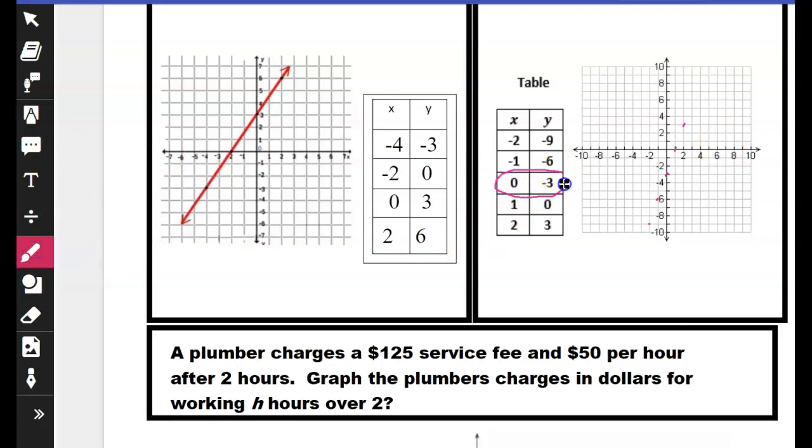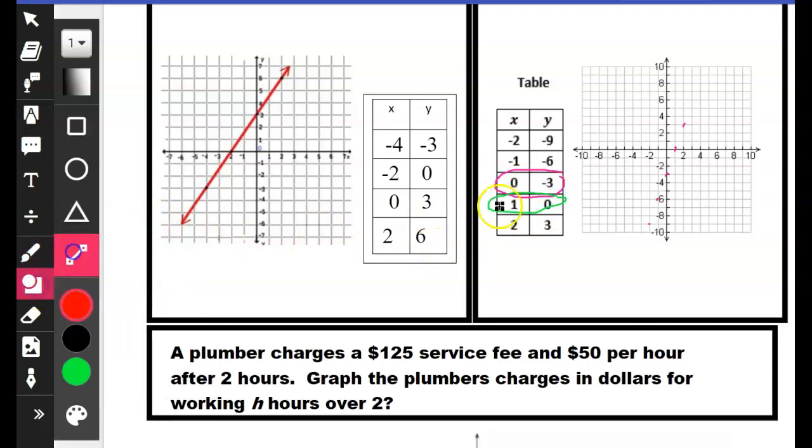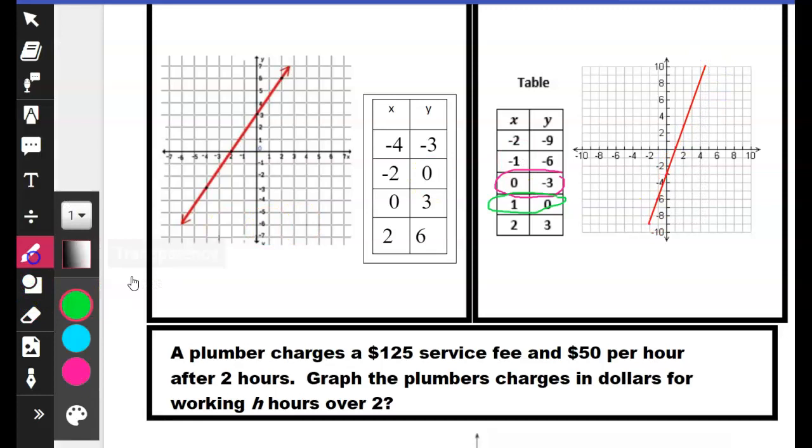This point right here is my y-intercept. This point right here is my x-intercept. Shapes, line, and good lines have arrows on the end.